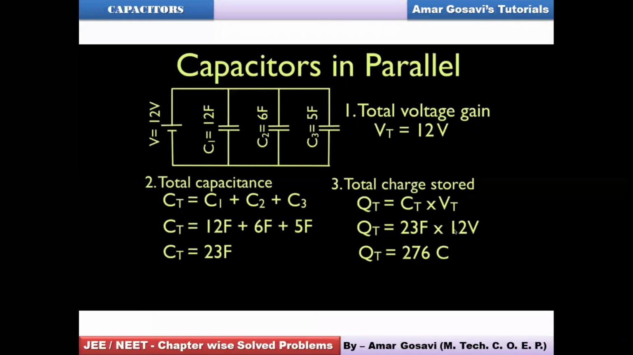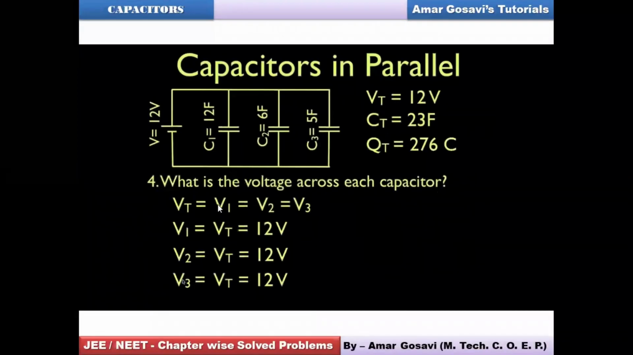Believe you have noted this down. So let's proceed towards the fourth part of the question. What are they asking? What is the voltage across each capacitor? Obviously, it has to be same because it's a parallel connection. Whatever was the total voltage, it would be same across every capacitor. So V1 you will note as 12, V2 will be 12, and V3 also will be 12. This is the solution for the fourth part of the question. Please make a note of it before we discuss the fifth part.